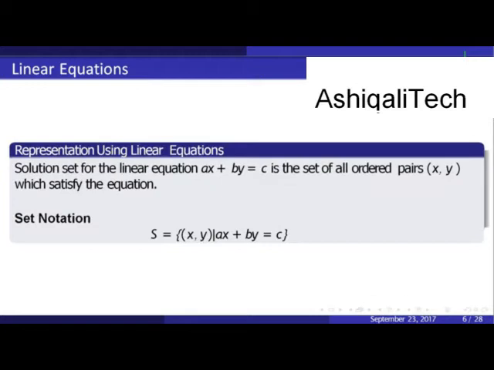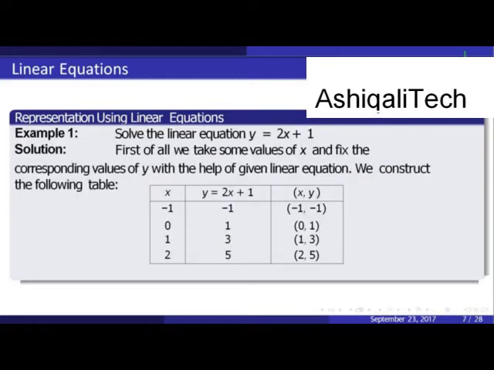Representation using linear equations. Solution set for the linear equation ax plus by is equal to c is the set of all ordered pairs x, y which satisfy the given equation. And in the set notation we write S is equal to {(x, y) such that ax plus by is equal to c}. Now we consider an example.